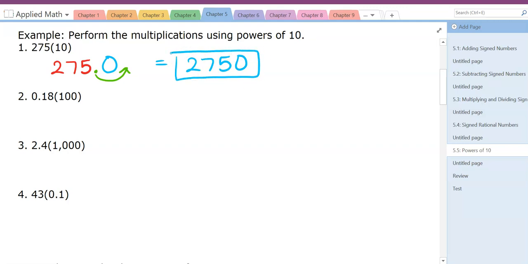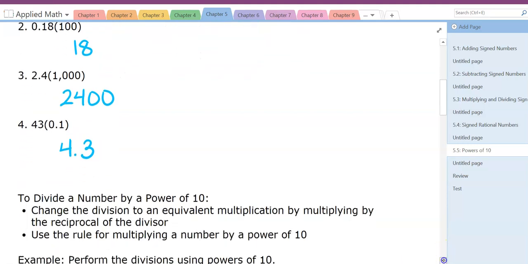So what would be 0.18 times 100? 18. How about 2.4 times 1,000? Last one. That last one actually is moving the decimal to the left, because 0.1 would be the same thing as 1/10. So it's really dividing by 10 there.